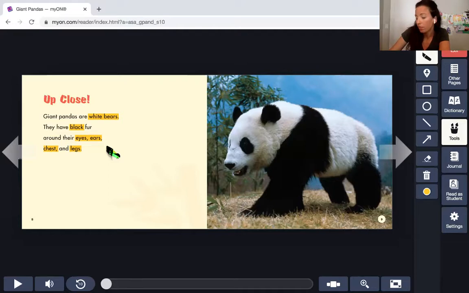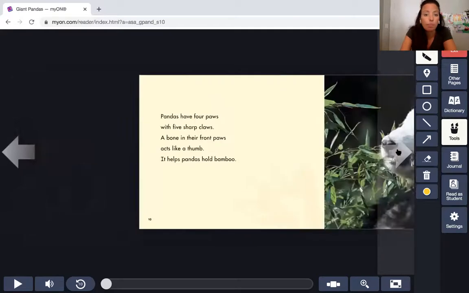So I'm going to write, they are white and black. They have fur, and they are black around the eyes, chest, legs, and ears. All right, let's keep reading.